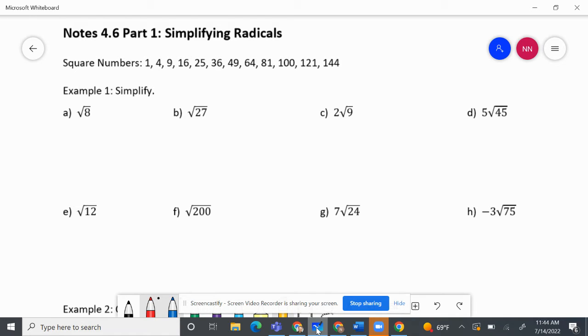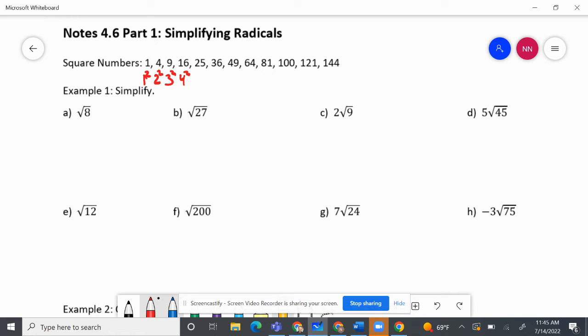So in order to simplify a radical, what we need to do is know our square numbers. Now, 1 is a square number because 1 squared is 1. 4 is a square number because 2 squared is 4. 9 is a square number because 3 squared is 9. 16 is a square number because 4 squared is 16. Now, why this is important is because we can actually take the square root of square numbers, and that's how we simplify each of the radicals.